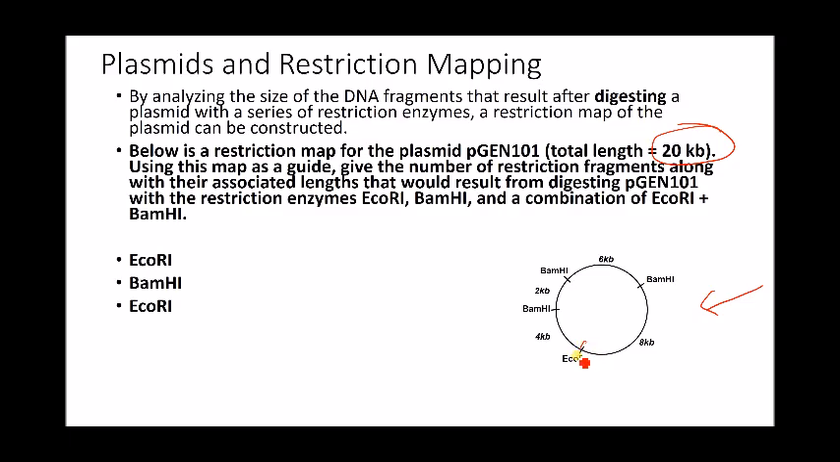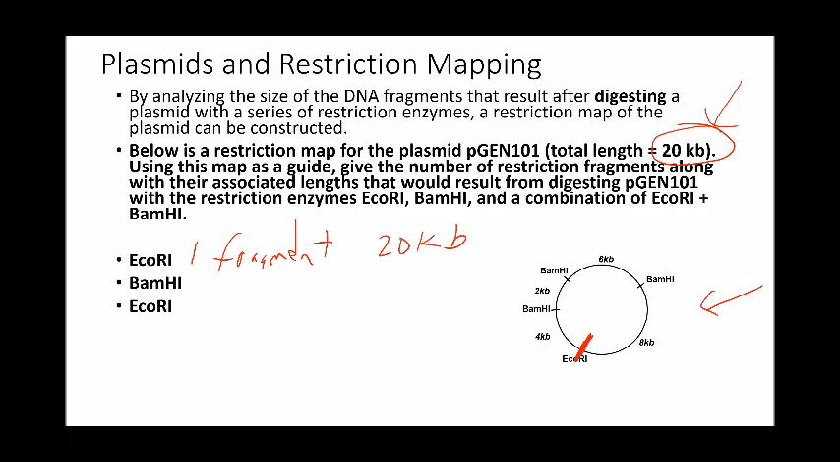EcoR1 only cuts the plasmid in one location, right here. So if we ran this through an electrophoresis chamber, we would still get just one fragment of DNA. It would just be cut open. That fragment of DNA would still be the whole length of DNA, which was 20 kilobase pairs. So we would expect to get one fragment, and that fragment would be about 20 kilobase pairs.